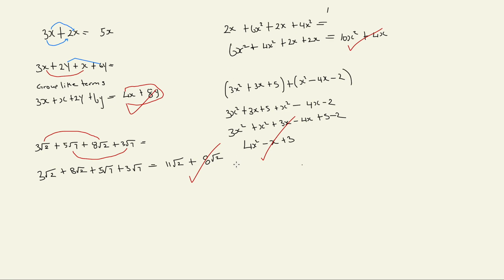Let's move on to another equation. What if you get open bracket 3x squared plus 7x minus 4 close bracket, minus open bracket 8x squared minus 5x plus 7 close bracket.